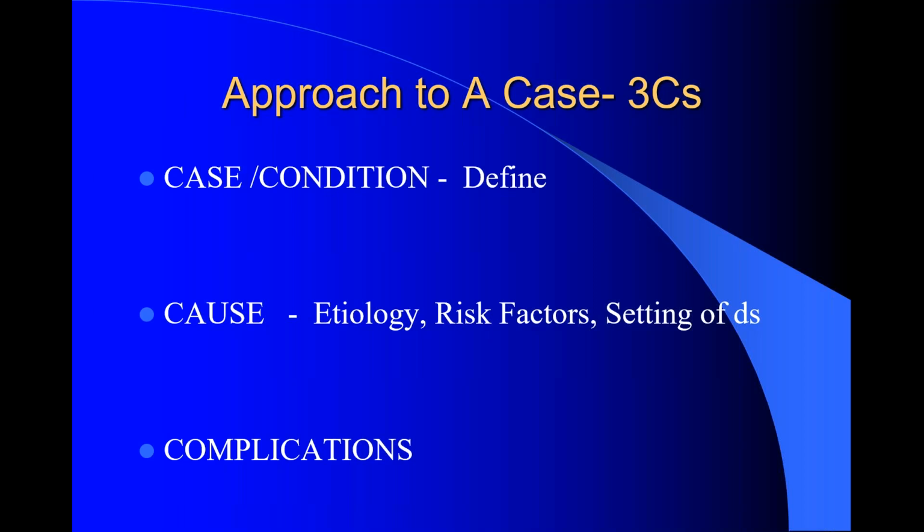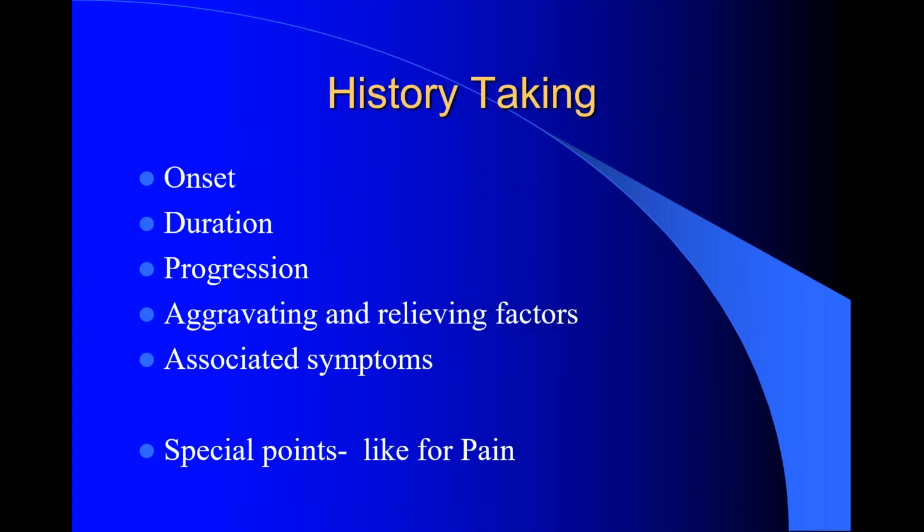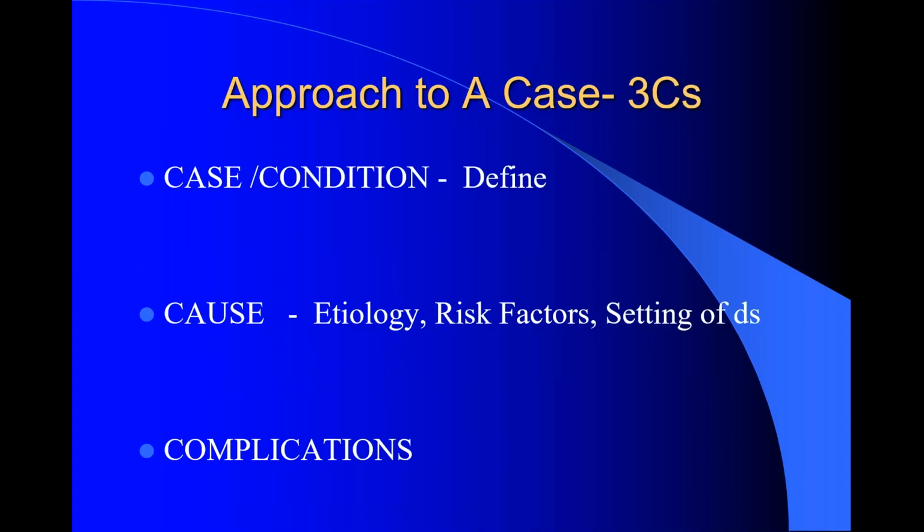Then next, you have defined the case, you have looked for the cause, and then complications. Not all cases are very simple. There could be complications of the disease, like if the patient has diarrhea. Diarrhea is one thing, the patient is passing multiple stools, that is diarrhea. If passing multiple times, how will you define the severity? The patient has hypotension, tachycardia, features of volume loss.